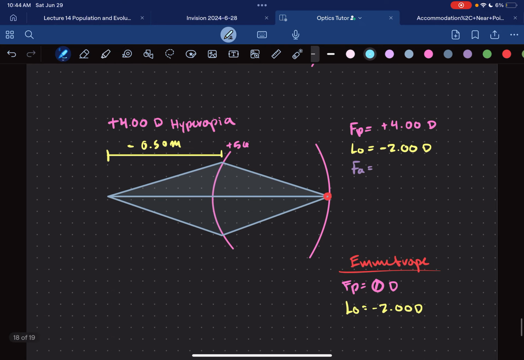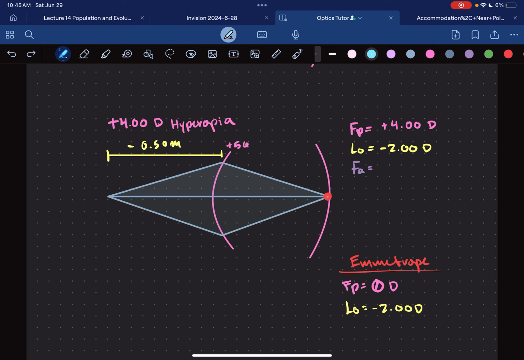Let's do it for a hyperope now. So let's say we have a +4 hyperope, and they're looking at an object that's, again, 50 centimeters away. And let's do it in the first way that I did it. So just think of it as an emmetrope, and then just add on or subtract on however much this person's prescription is. Since this is a hyperope, they're far-sighted, so looking at close things will be more difficult than for an emmetrope. So I'll just add on those diopters to get the final amount that they're accommodating.